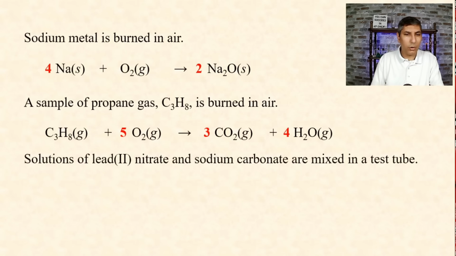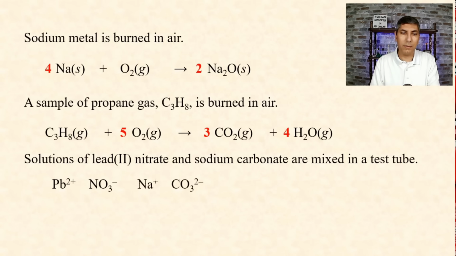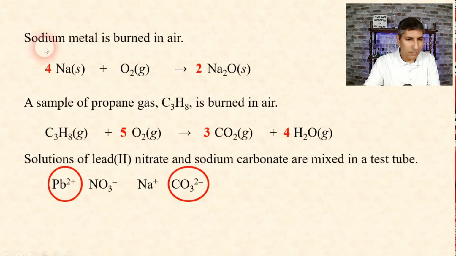Let's take a look at one more here. This is a good example of a precipitation reaction. Solutions of lead-2 nitrate and sodium carbonate are mixed in a test tube. So once again, we have solutions, lead-2 nitrate, we write them in their ion form. Sodium carbonate, we write sodium and carbonate in its ion form. And we have to realize that when these ions try to swap partners, only one combination is going to make a precipitate. The sodium and the nitrate are spectator ions.